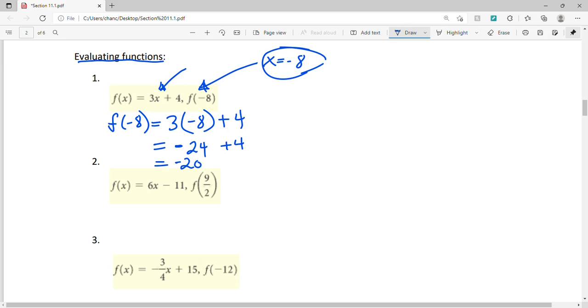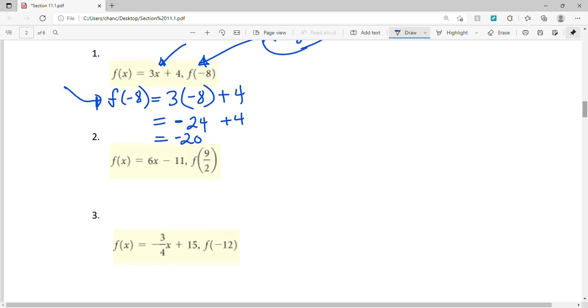Notice when I do my work, I line up my equal signs, and I just write f of -8 one time, and that's it. You don't want to write it more than once. This is the proper way to present our work.